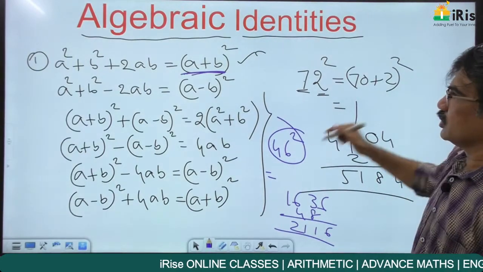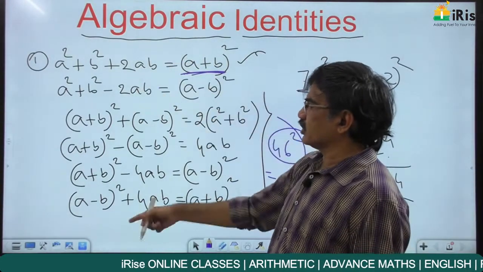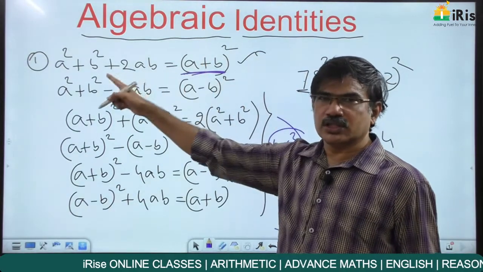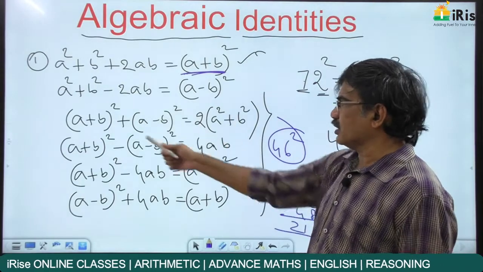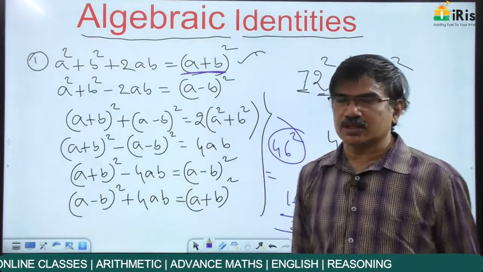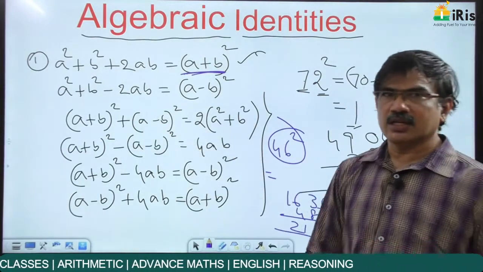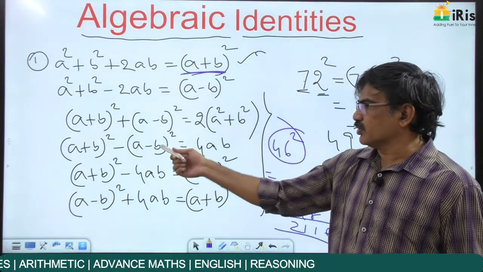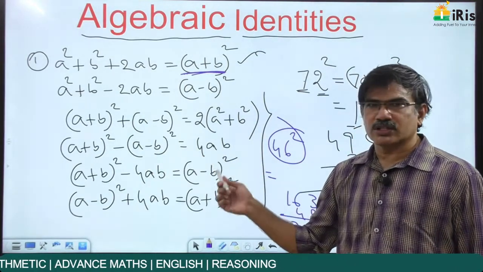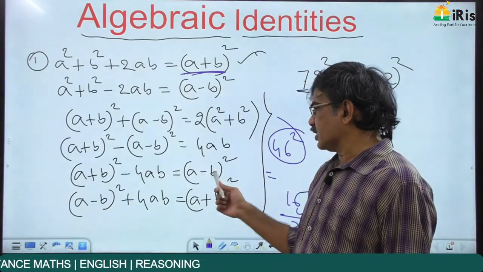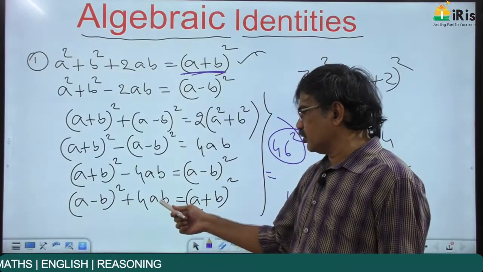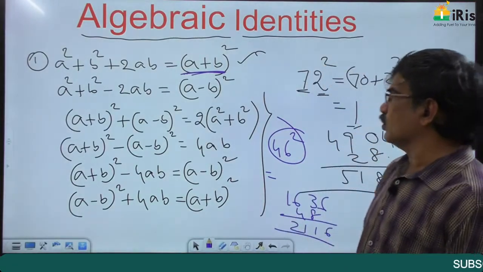Okay. So learn all these formulas by heart. a plus b whole square is equal to a square plus b square plus 2ab, and a minus b whole square is equal to this one, and a plus b whole square plus a minus b whole square is equal to 2 times a square plus b square. A plus b whole square minus a minus b whole square is equal to 4ab, and a plus b whole square minus 4ab is a minus b whole square. A minus b whole square plus 4ab is equal to a plus b whole square.